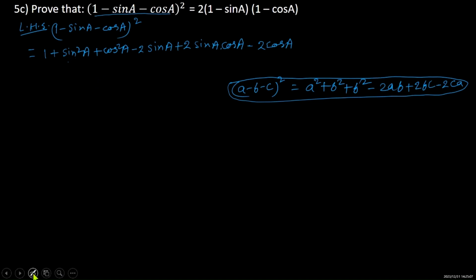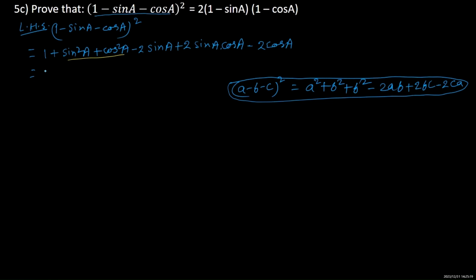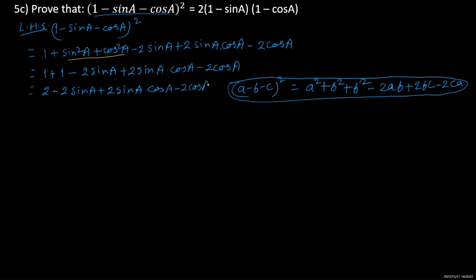Now we know sin square A plus cos square A equal to 1. So we'll get 1 plus 1 minus, write other everything same, 2 sin A plus 2 sin A cos A minus 2 cos A. And this is equal to 2 minus 2 sin A plus 2 sin A cos A minus 2 cos A.